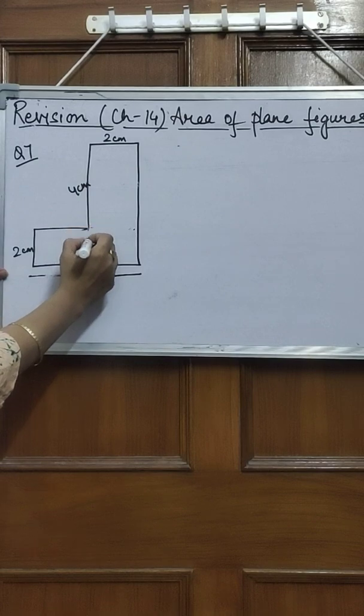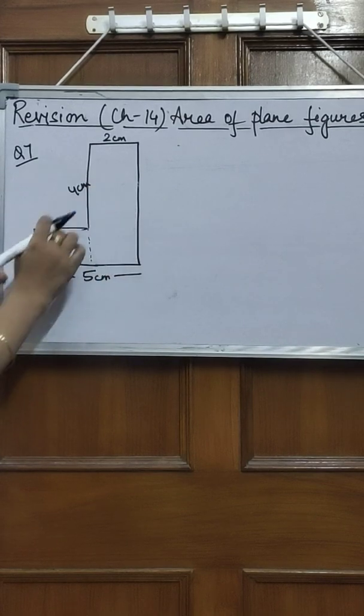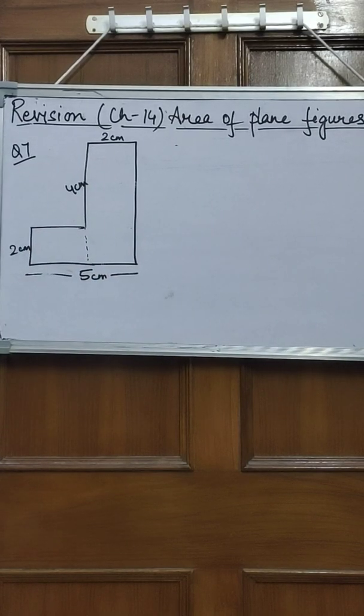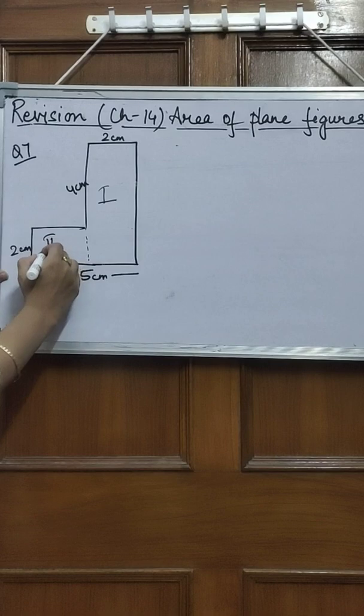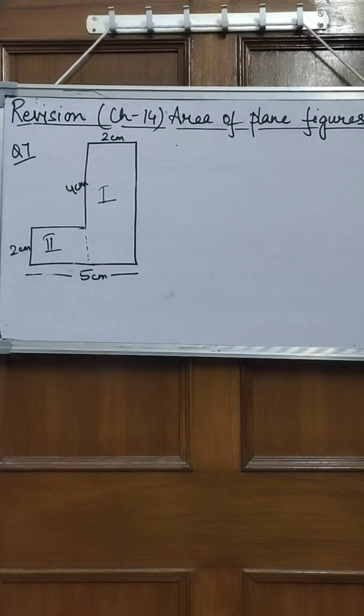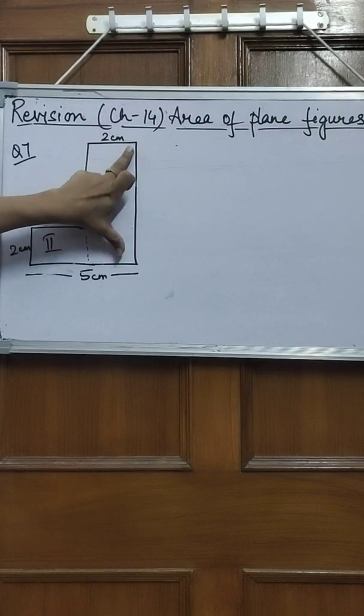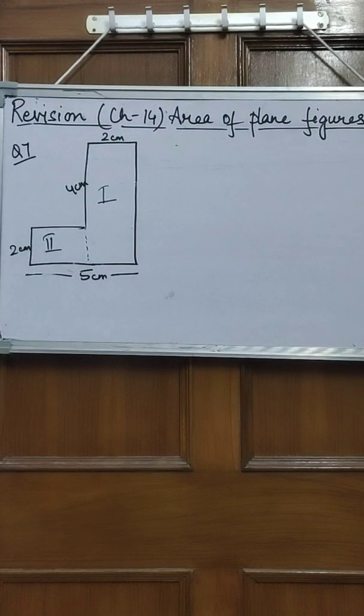Or you draw a line like this. So you get 2 rectangles like this. Both are correct. Whichever way you take, you will get the same answer. So let's mark it as figure 1 and figure 2. Now if I take figure 1, to find out the area of this figure 1, which is a rectangle, we need length and breadth. So breadth I can see, breadth is 2 centimeter. What we have to find out is the length of the figure 1.